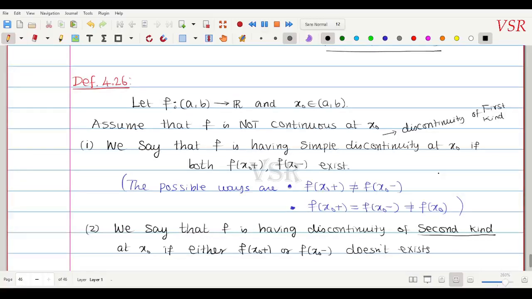Note that second kind discontinuity அப்படின்னா ரெண்டுமே எக்ஸிஸ்ட் ஆகாம போகணும்னு இல்லை, அட்லீஸ்ட் ஒன்னு doesn't exist ஆக இருந்தாலே போதும். ஓகே, so simple discontinuity na left limit and right limit exist. Okay, second kind na the ரெண்டுல ஏதாவது ஒன்னு does not exist ஆக இருக்குனா that is a kind of second kind. Okay, discontinuity of second kind.